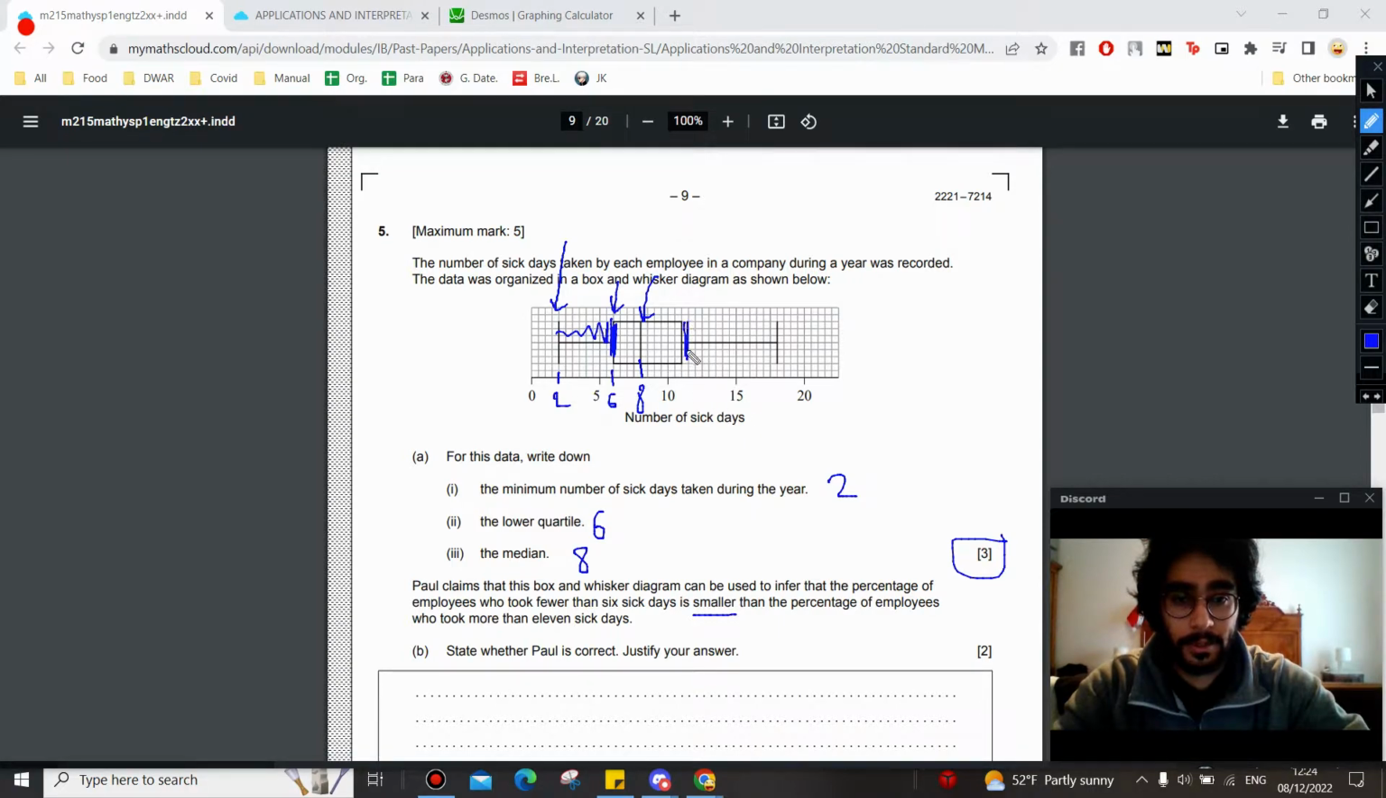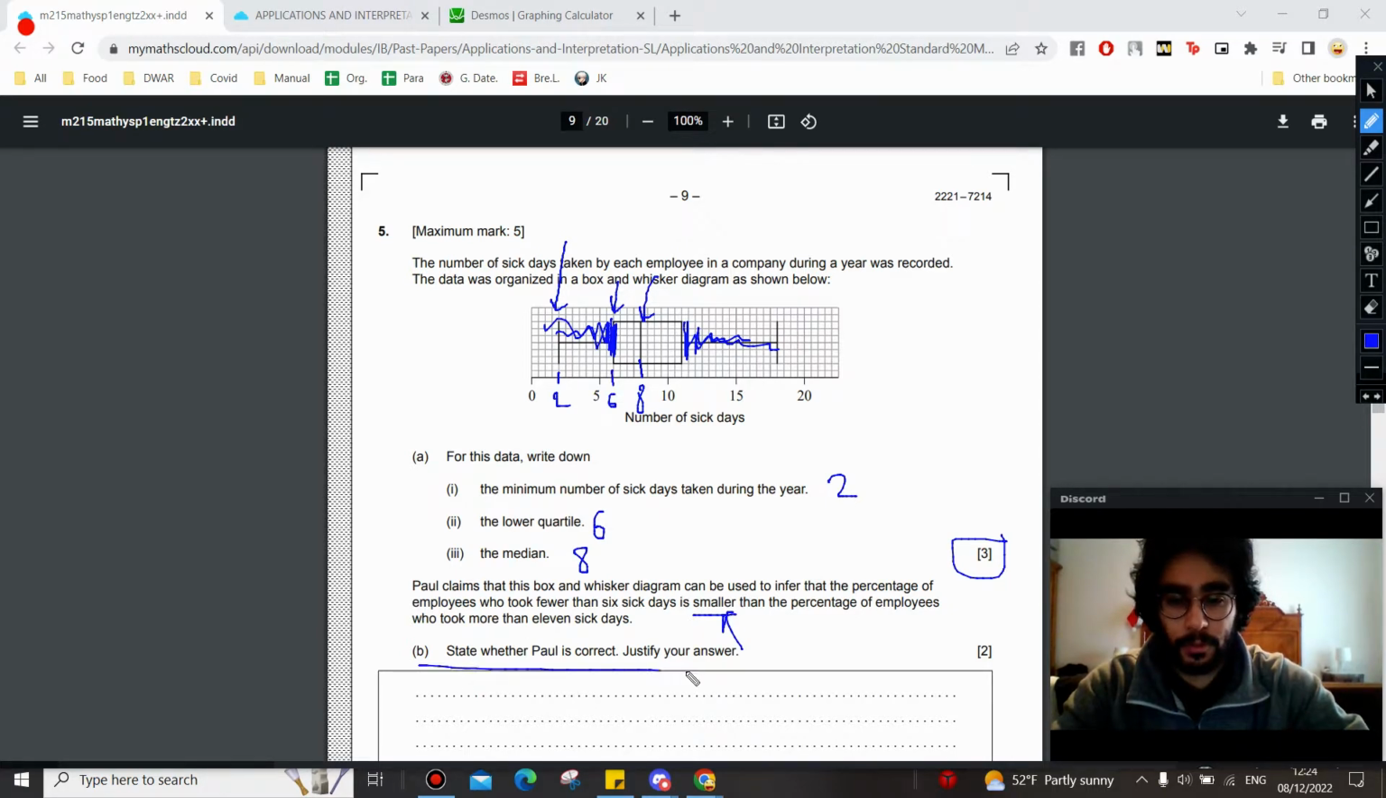Well, 11 is here, more than 11 is here. So Paul is saying that percentages here and here have some relationship between them. In fact, the first one, so fewer than 6 days, will be smaller than the percentage of the employees who took more than 11 sick days. Is it true though?